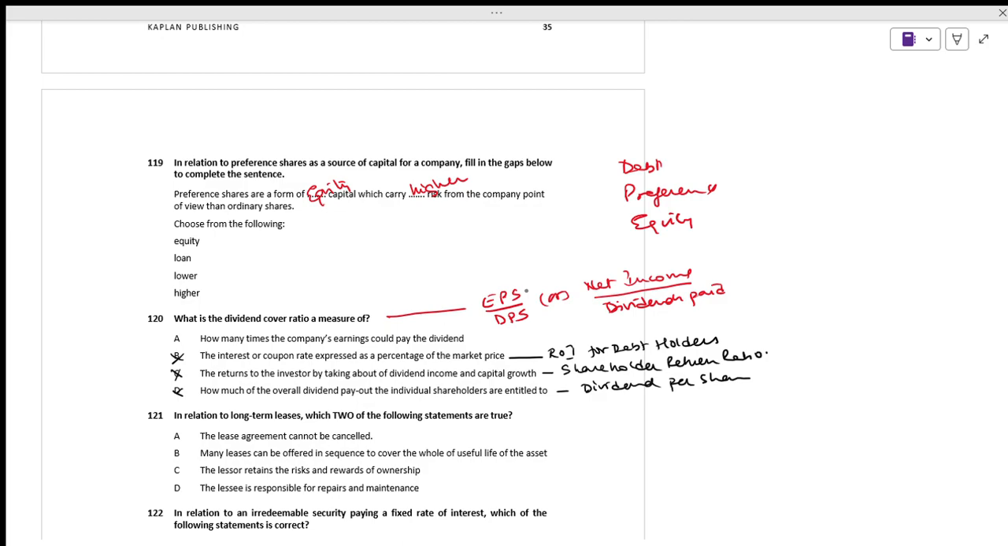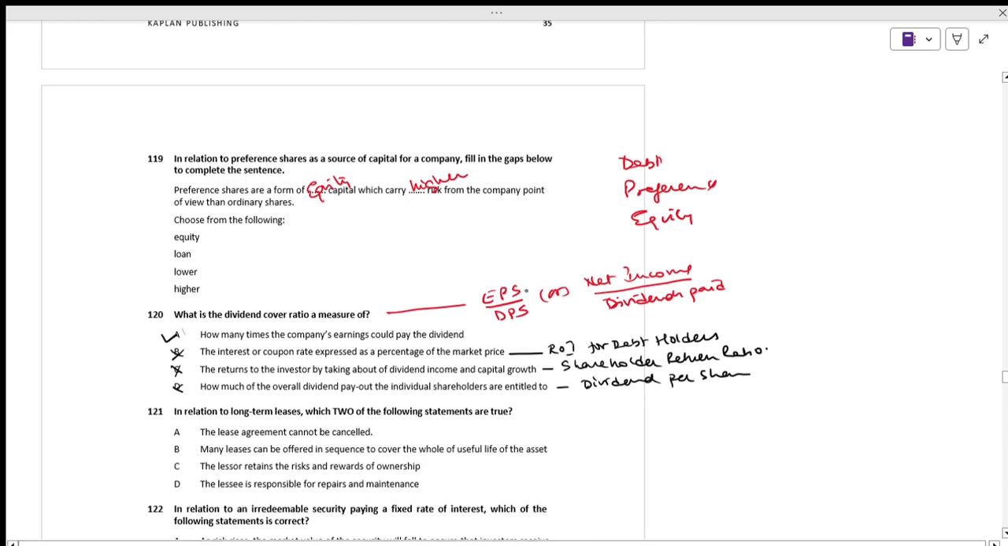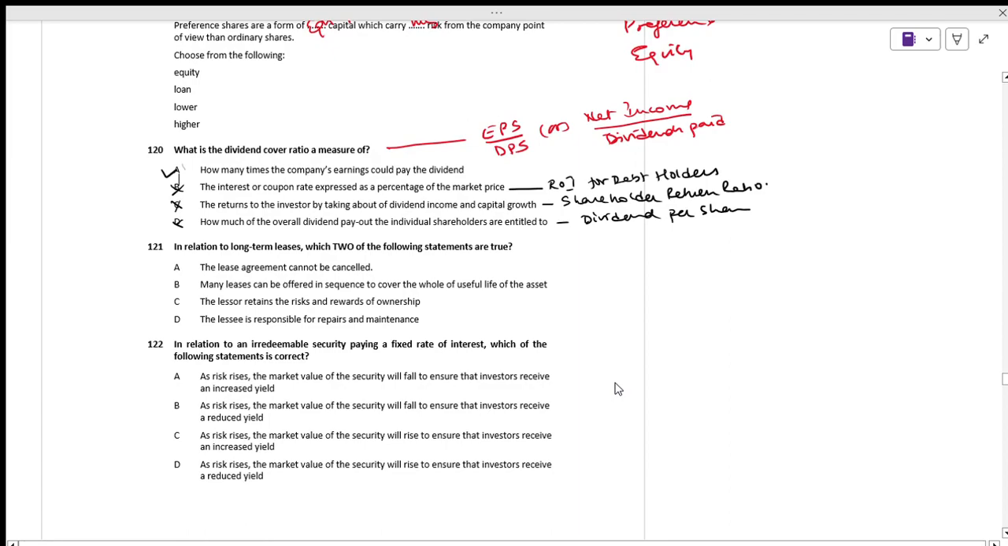The right answer is. In relation to long-term lease, which of the following statements are true in terms of lease? This is entirely a point where we have to have more discussion, okay, we'll have more discussion on that. The lease agreement, once you are taking the lease, cannot be transferred. This is true. Many leases can be offered in sequence to cover the whole, no, we cannot offer many leases. It is only one lease.